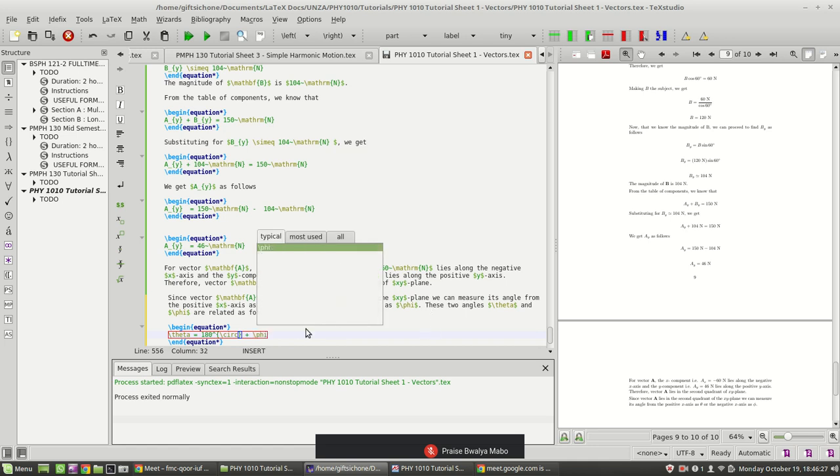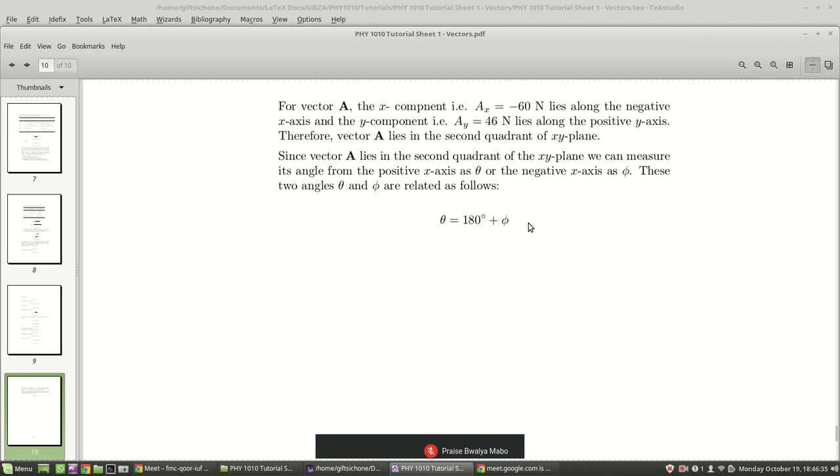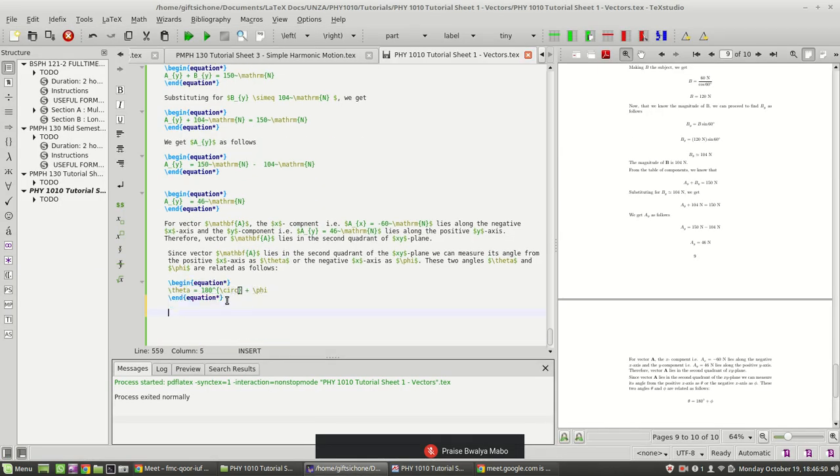And the relationship between theta and phi in the second quadrant is the following. That is how theta is related to phi. When you're in the second quadrant, your phi is a negative angle, and that's what we need to work out. We need to work out the phi. So we calculate phi from the components as follows.